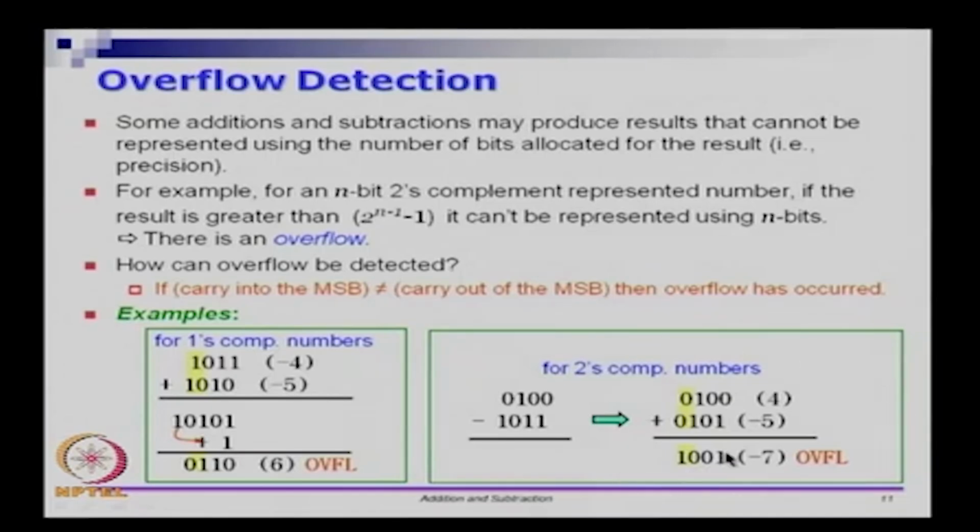Even though you get a result 1 0 0 1, if you interpret it directly, it will tell you minus 7, but if you look at the incoming carry to the last stage and the outgoing carry out of the last stage, if these two are different, then there is a problem.